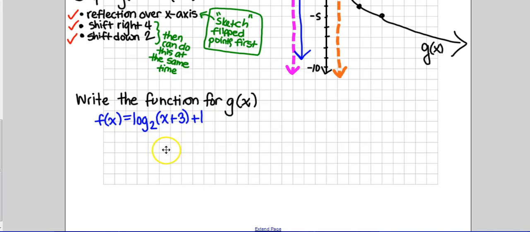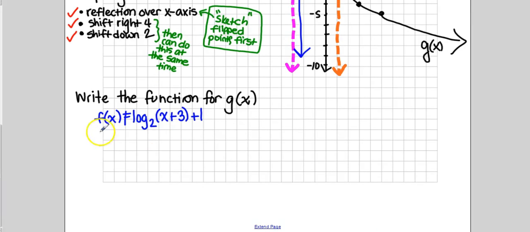Now we are going to apply the transformations to the function. Let's first apply the reflection. So I'm going to keep this line going a little bit to just keep track. If we have a reflection, that negative is going to be on the outside of the function. So it's going to be negative, open parentheses, log base 2 of x plus 3, plus 1 and close parentheses.